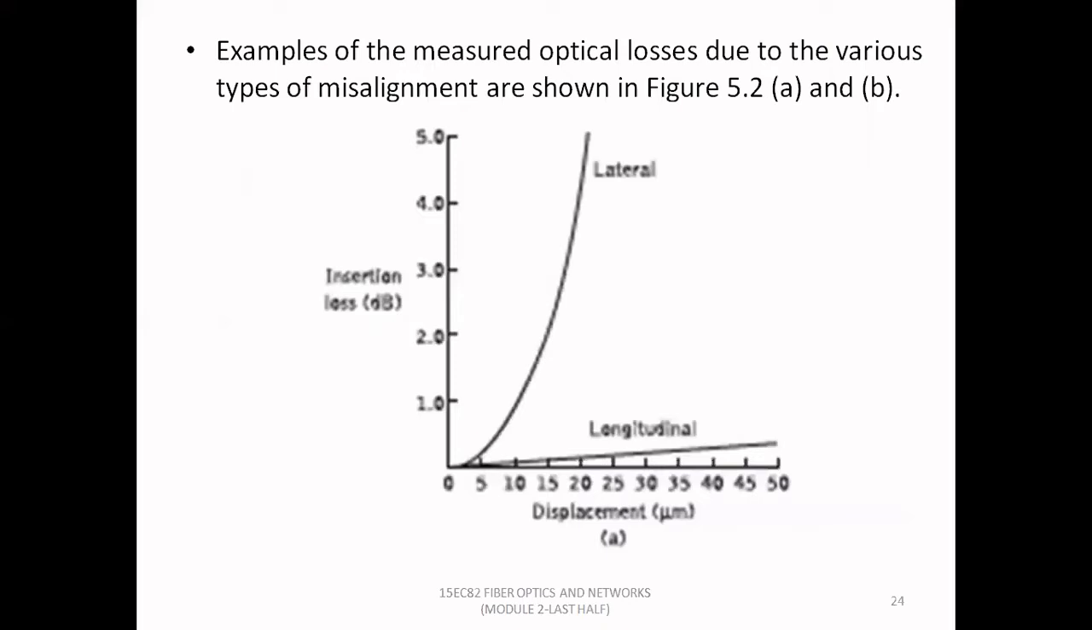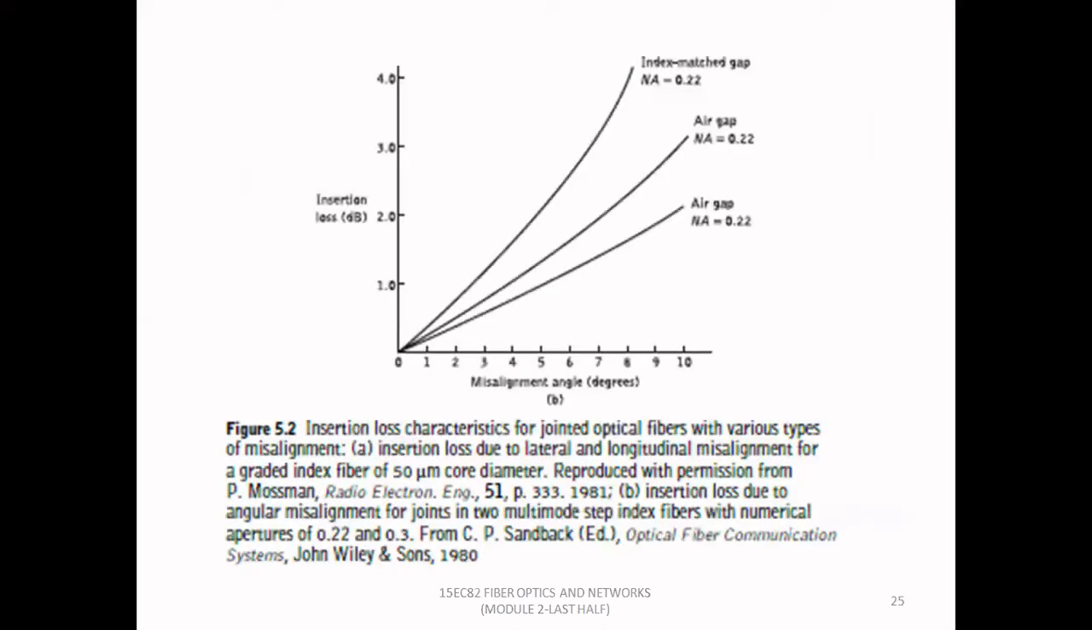Examples of the measured optical losses due to the various types of misalignment are shown in figures 5.2a and 5.2b. Figure 5.2a shows insertion loss due to lateral and longitudinal misalignment for a graded index fiber of 50 micrometer core diameter, reproduced with permission from the paper by P. Mossman, Radio Electronics Engineering. Insertion loss due to angular misalignment for joints in two multimode step index fibers with numerical apertures of 0.22 and 0.3 is shown in figure 5.2b.